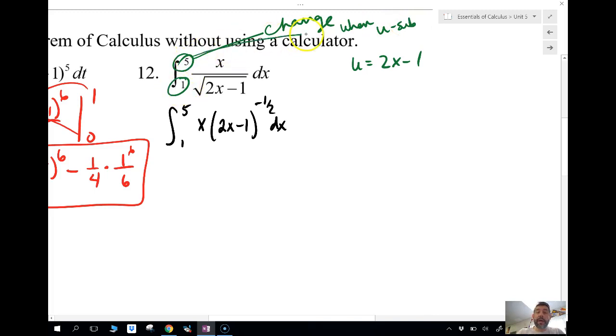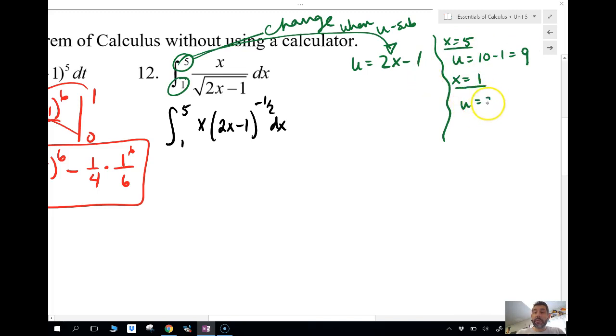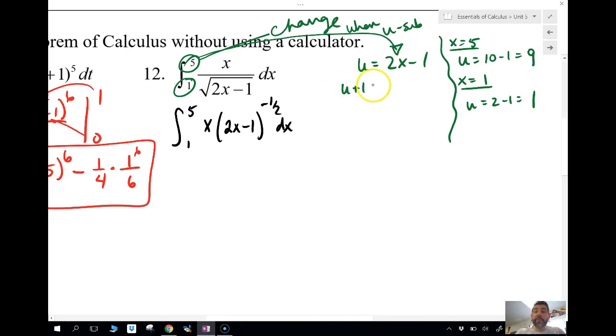Here's an easy way to do it. You're going to plug in 5 for x right here. So when x equals 5, u is going to be equal to 10 minus 1, which is 9. When x equals 1, u is going to be equal to 2 minus 1, which is 1. So that's what I'm going to change my limits to. Now I'm going to do my u substitution over here. I'm going to have u plus 1 equals 2x. 1/2 u plus 1/2 equals x. 1/2 du equals dx.